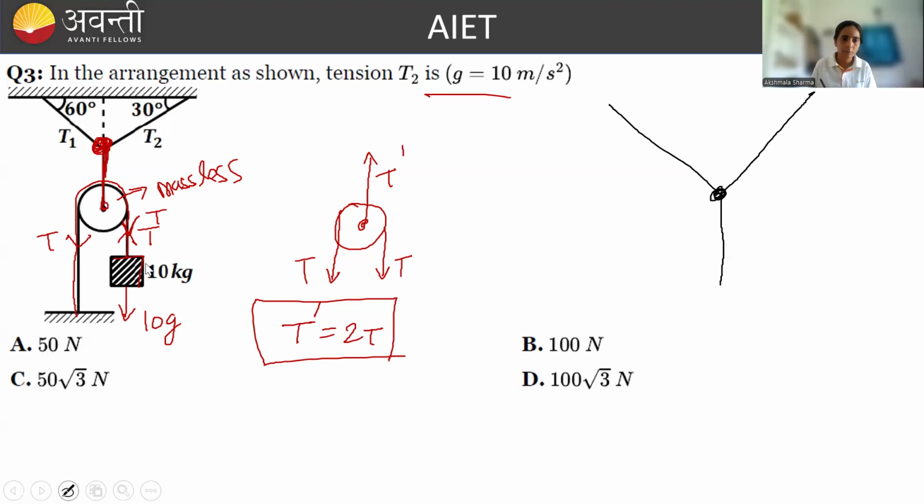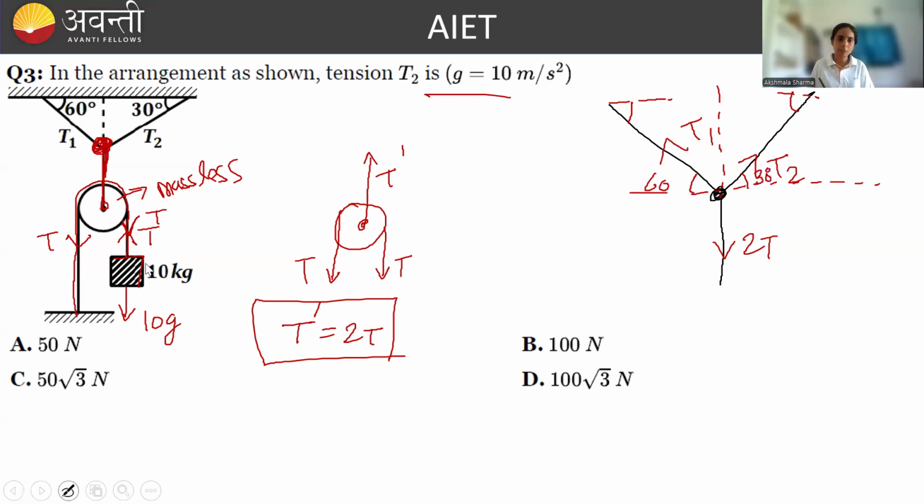Now write the equations for these forces. Here tension T2, here tension T1. Away from the point I will draw 2T, it is this. Now this T1 and T2 we can break into vertical and horizontal components. So make it like this. And since this angle is given and also this angle is given, whatever is this angle will be this angle. That is 60. And here this is 30.